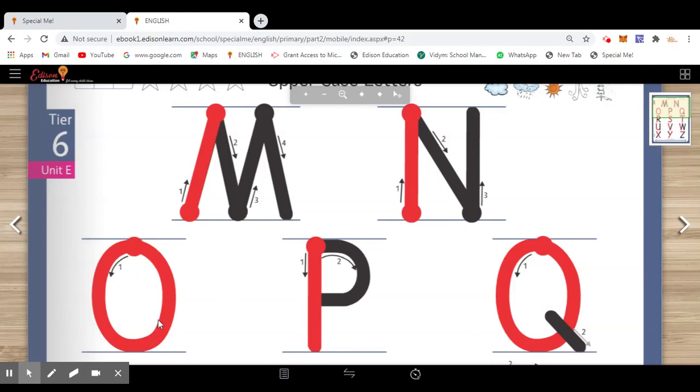Now look at the next letter. Which letter is this? This is uppercase letter O. And what is the phonic sound of letter O? O is a phonic sound of letter O. So now let's listen to its phonic song.